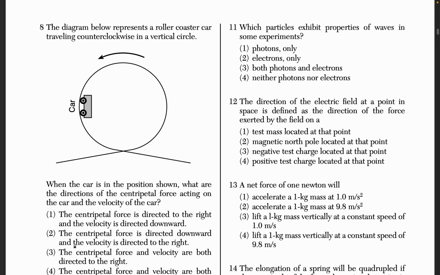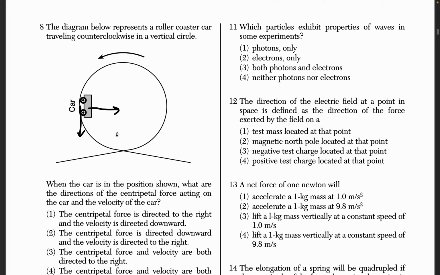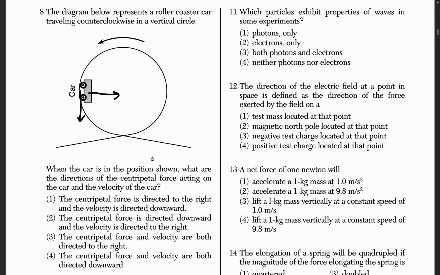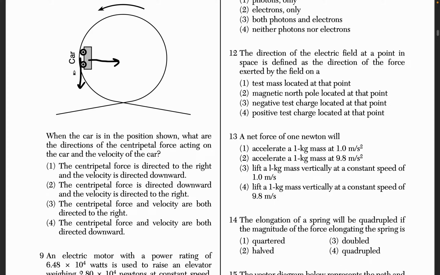Number 8. When the car is in the position shown, what are the directions of the centripetal force acting on the car and the velocity of the car? Centripetal acceleration or centripetal force will always be directed toward the center, while the velocity will always be tangent to the circle. So the velocity in this case would be going down, and the centripetal force would be going to the right. Velocity, centripetal force, yes, it's this one. Force directed downward, no.